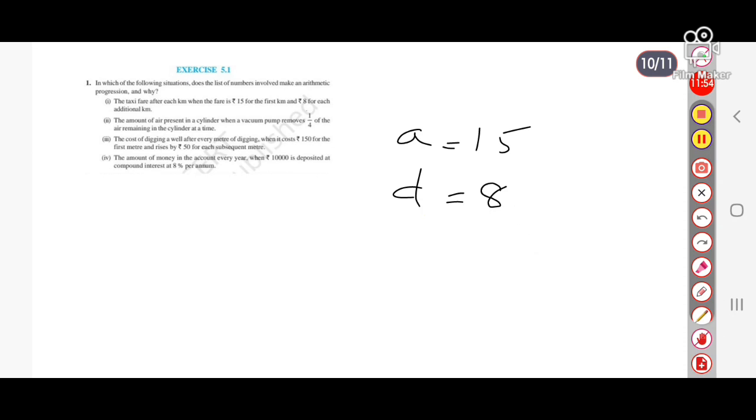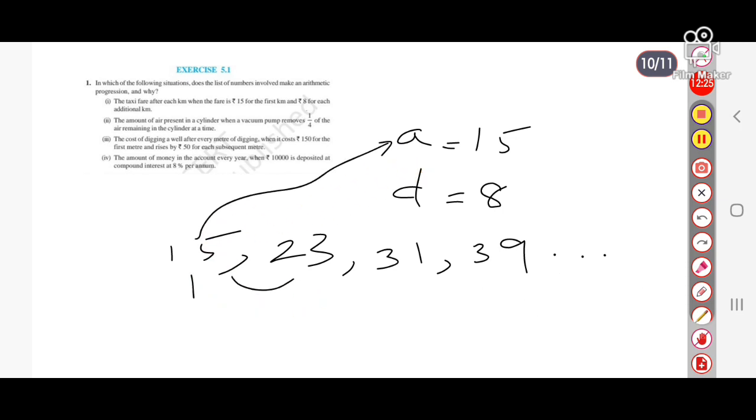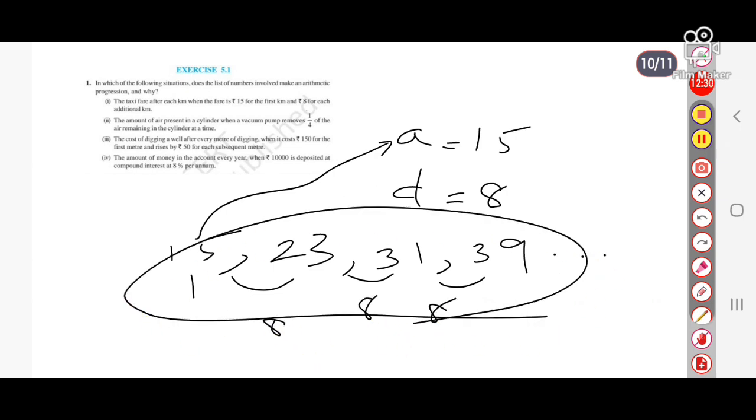So A, D. If you come up with a sequence, 15 comma, then if you go for 2 kilometers, for the first kilometer you pay 15 rupees, and after reaching the second kilometer, in total you will pay 23 rupees, right? Similarly, after that it goes up to 31 rupees, then 39, and it goes on. The common difference of each and every term is the same, 8. Therefore, this sequence forms an AP, right?